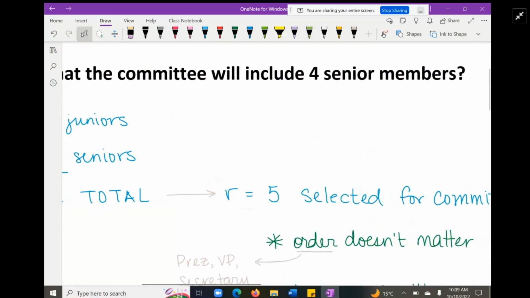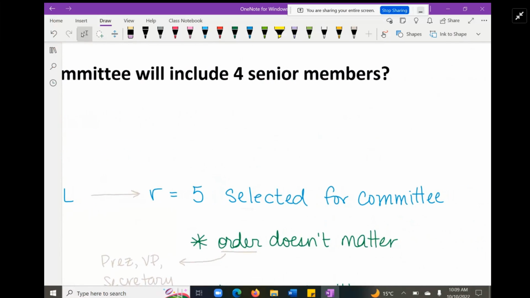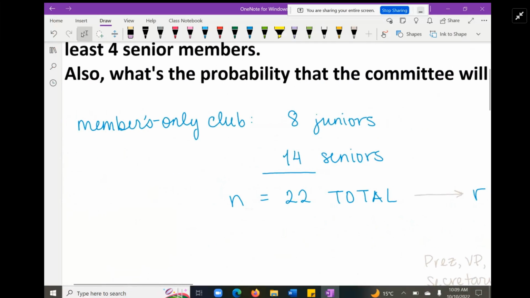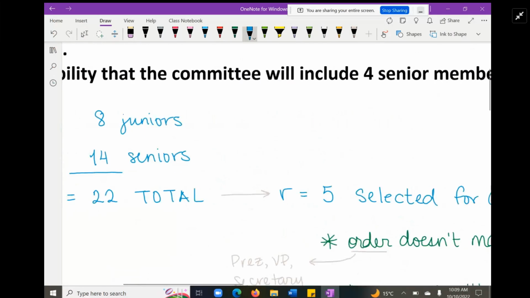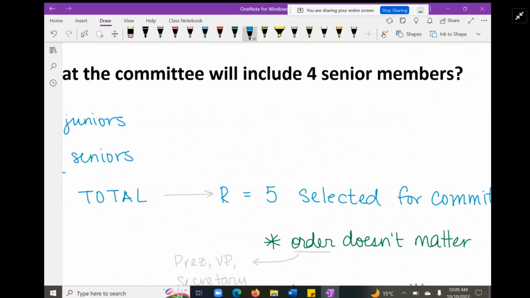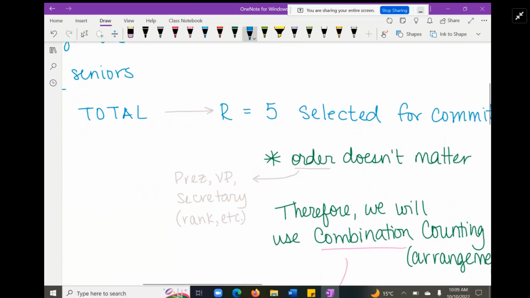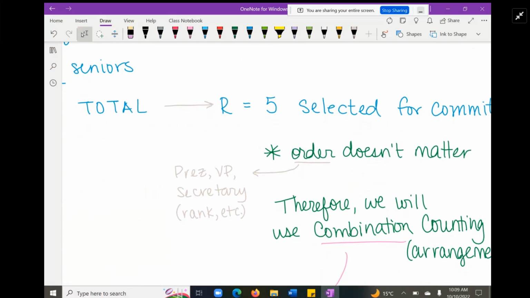Now, they're talking about selecting 5 members for the committee. So I called that R. Now, I should probably make these capital N and capital R for what we're about to see or talk about in a moment regarding these two questions. So that should hopefully make sense when we get to the first question.